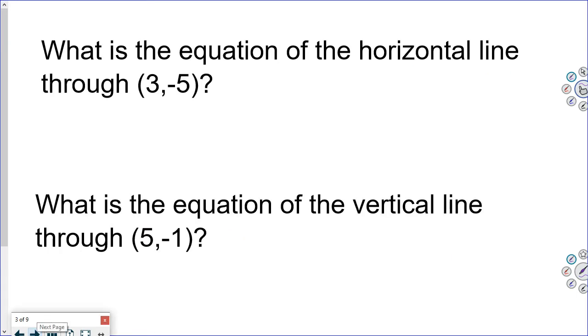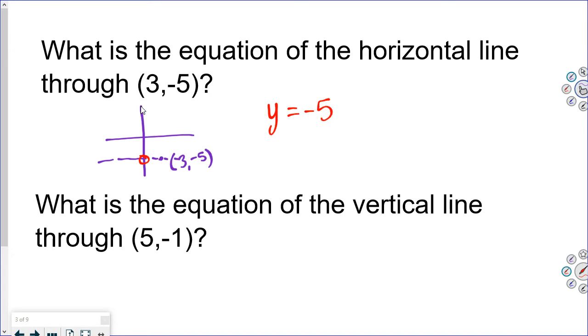Okay, so when we look at horizontal versus vertical lines, for me, I'm a picture person. I always like to visualize what's going on. So if we look at the point (3, -5), it's going to be somewhere down in here, (3, -5). Horizontal is going to be going this direction. So the biggest thing that people have been thinking through in the past is that it's going to cross my y-axis at -5. Therefore, the equation is y equals -5.